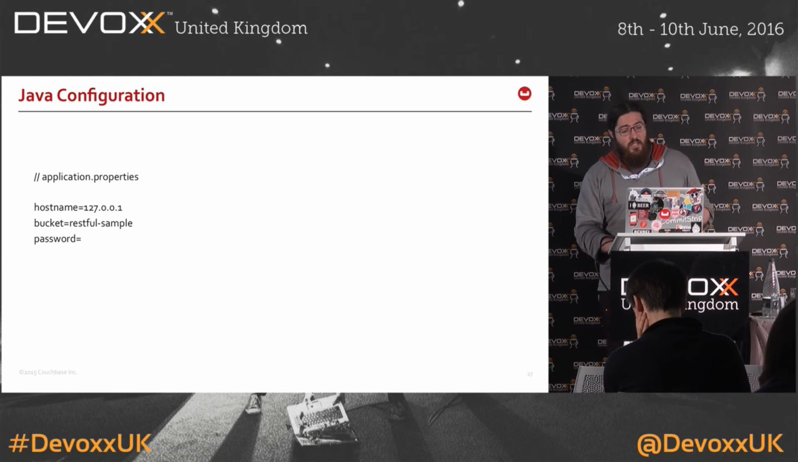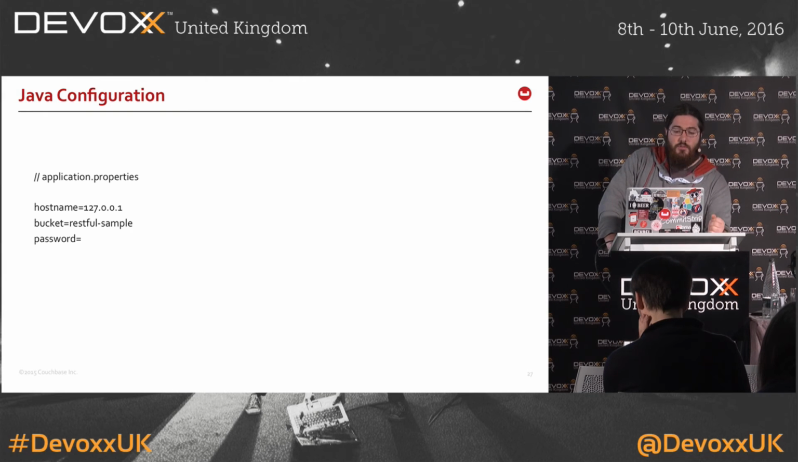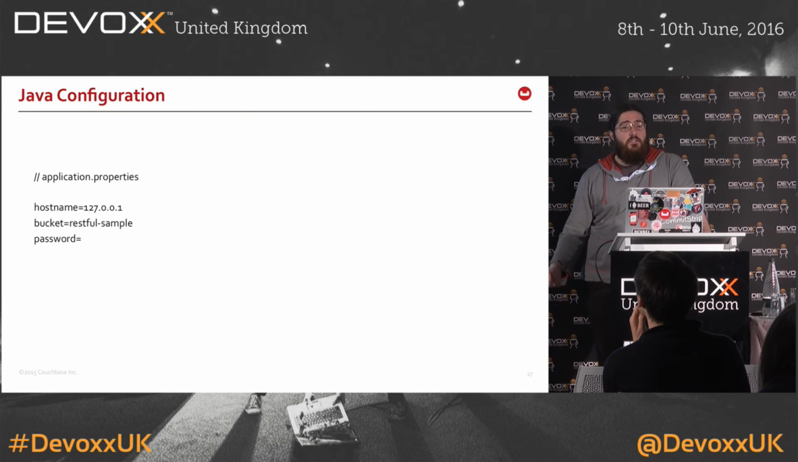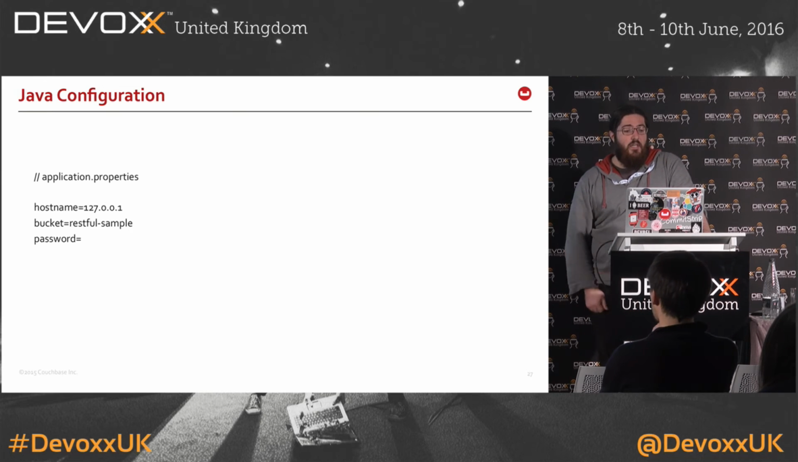So Java backend. This is what you would have to do to configure your access to Couchbase without the auto-magical configuration provided by Spring Boot, which is defining a properties file, giving the host name of your Couchbase cluster. Could be one IP, could be several IPs, giving the name of a bucket you want to connect to and a password.